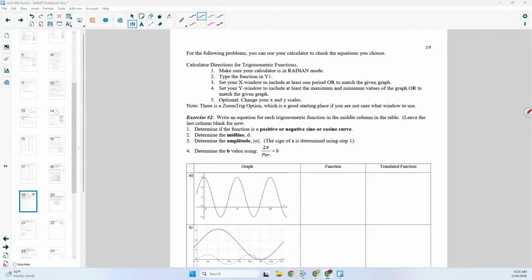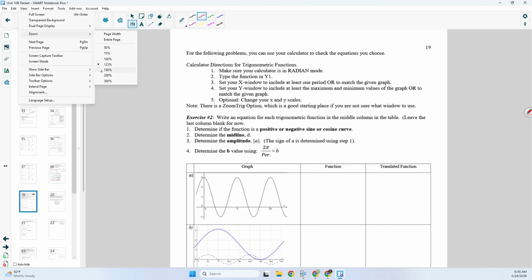So for each of these problems, I have directions for how to use your calculator to check these. We're going to look at those directions after we write some functions. So I'm going to come back to those calculator directions. We're going to skip down to where it says exercise 2. So it says write an equation for each trig function.